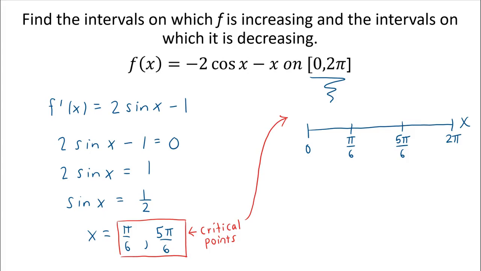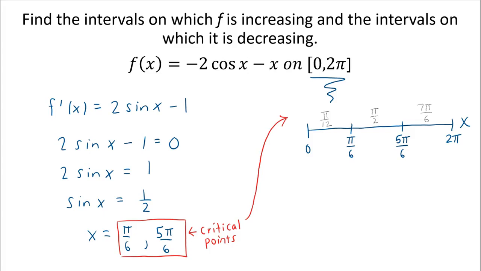Placing our critical points on our x-axis divides our x-axis into 3 segments or 3 intervals. Let's identify a test point in each of those intervals. And then we'll evaluate the derivative function at each one of those test points. If the result is negative, that means that we're decreasing on that interval. If the result's positive, that means we're increasing on that interval.